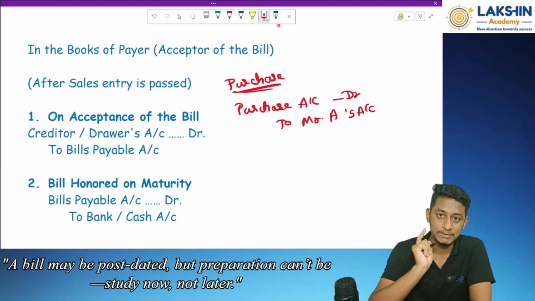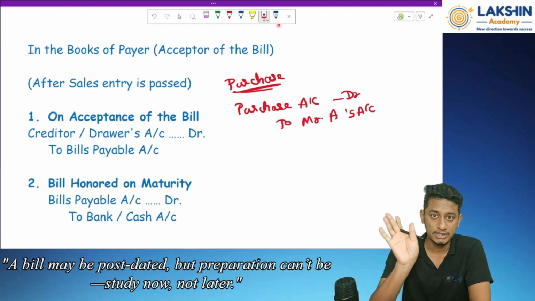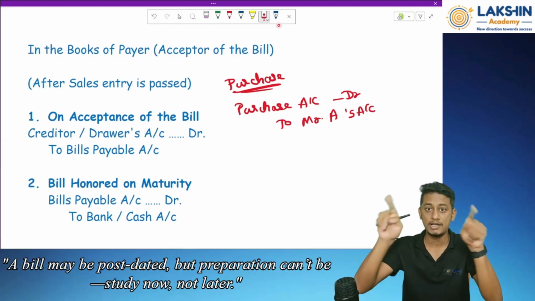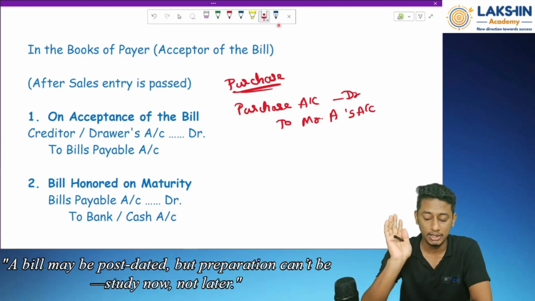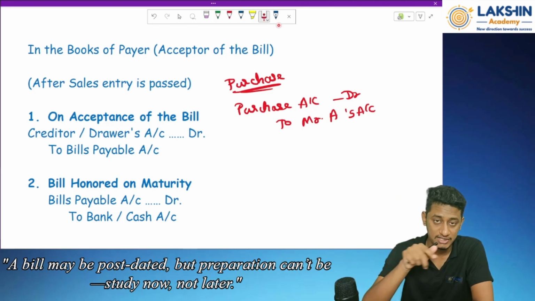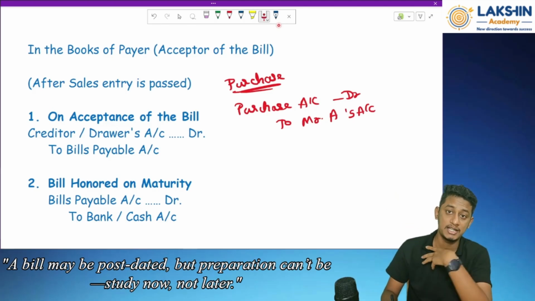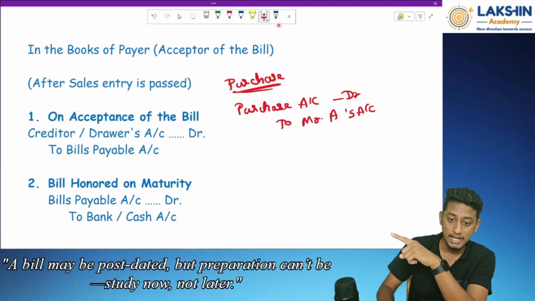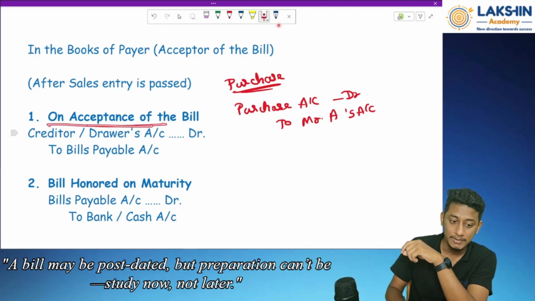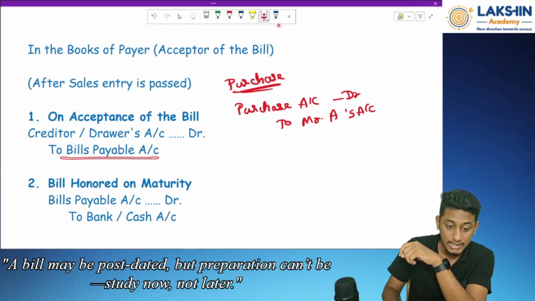Whenever I accept the bill, this piece of paper will become a bill of exchange. Now, once this becomes a bill of exchange, Mr. B will pass the first entry in his books. What is the entry? On acceptance of the bill, Mr. B will pass creditors account debited to bills payable account.